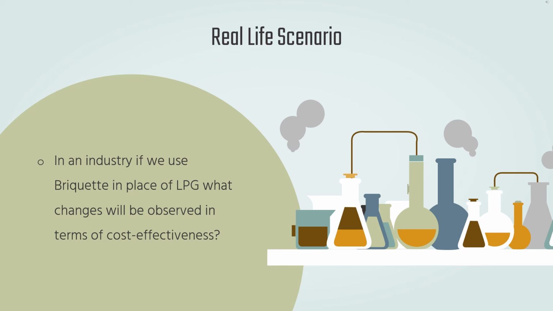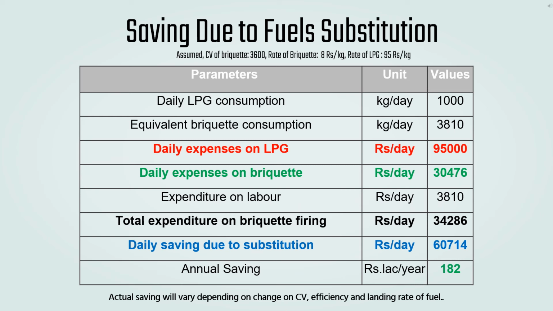Now, let's consider a real life scenario where in an industry, if we use briquette in place of LPG as a fuel, what changes will be observed in terms of cost effectiveness? Savings due to fuel substitution. The CV and rate of briquette and LPG are assumed.